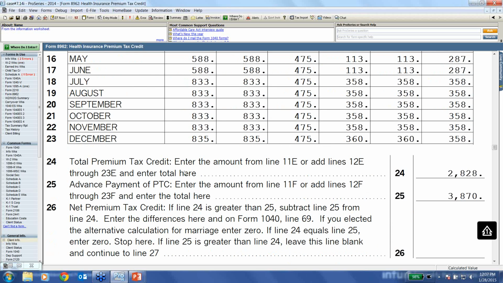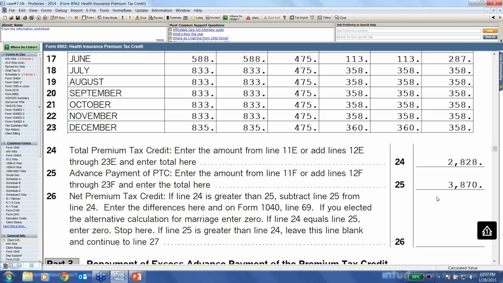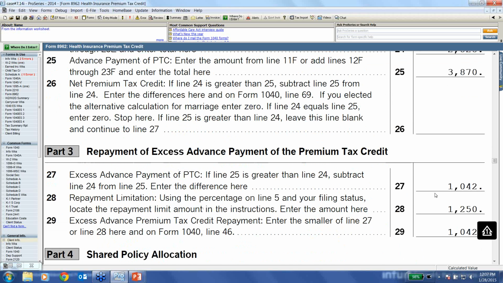The grand totals, premium tax credit, 2,828. Advances, 3,870. Nets out to be 1,042 of excess advance payments. It's underneath the repayment limitation of $1,250. Consequently, we need to pay back 1,042.